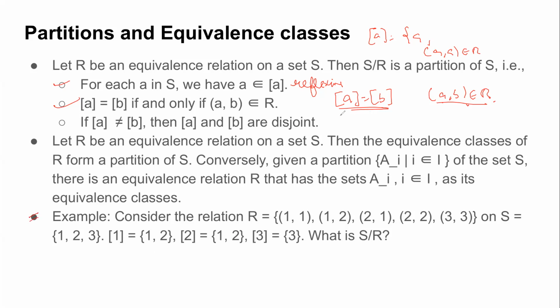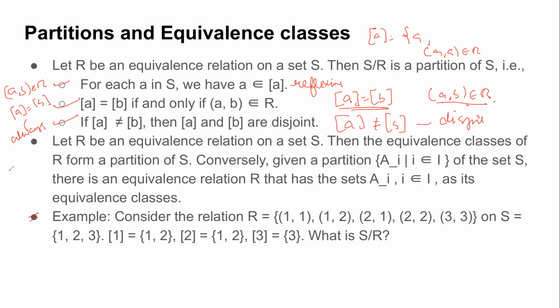And the third is, if the equivalence classes of two elements are not the same, then they will always be disjoint. This is a proven fact. So what are the facts? First is, every element will always be part of its equivalence class. Second is, if you ever see any ordered pair of the form (A, B) in R, then the respective equivalence classes of these elements will always be equal. And by always, I really mean always. There is no exception to it.